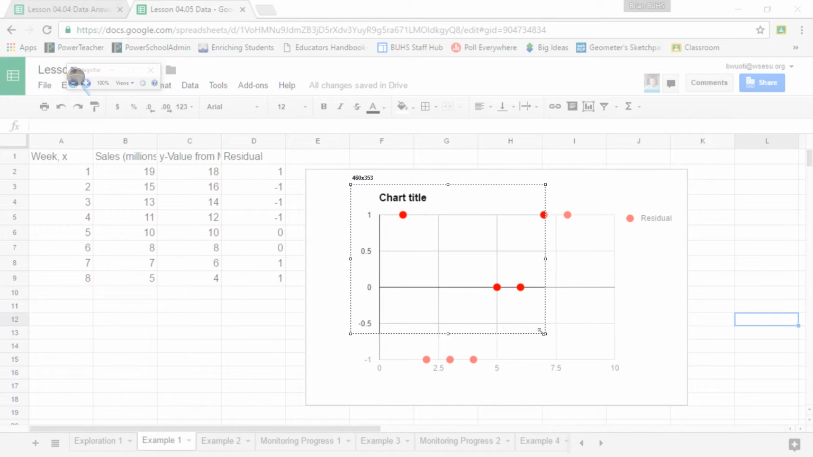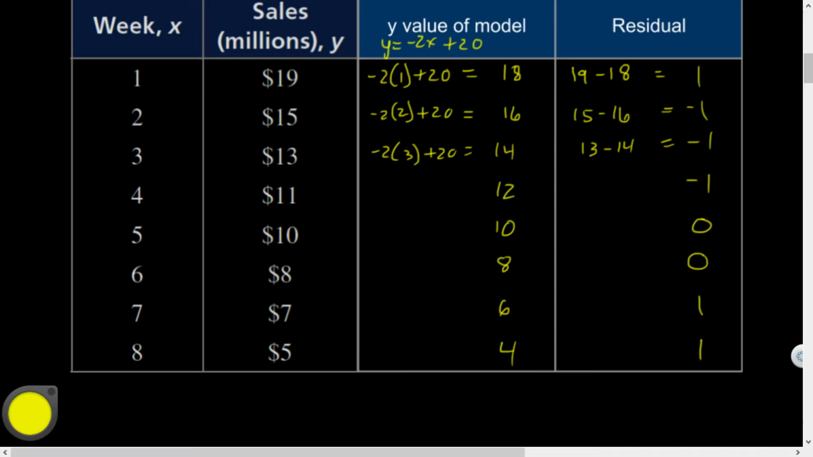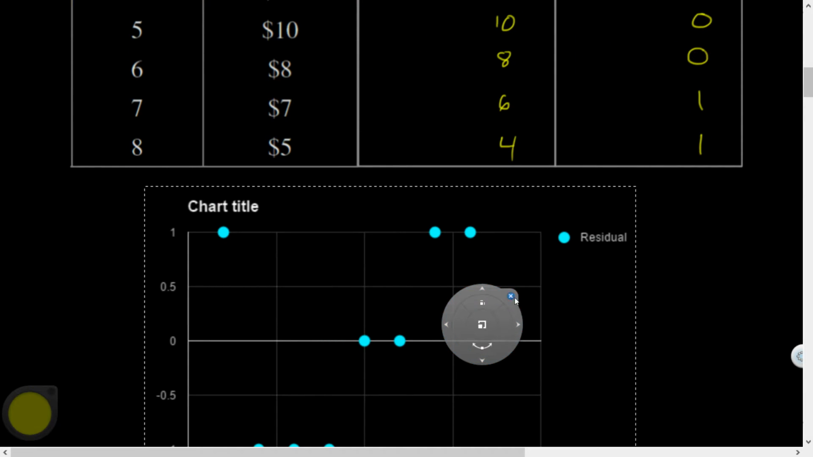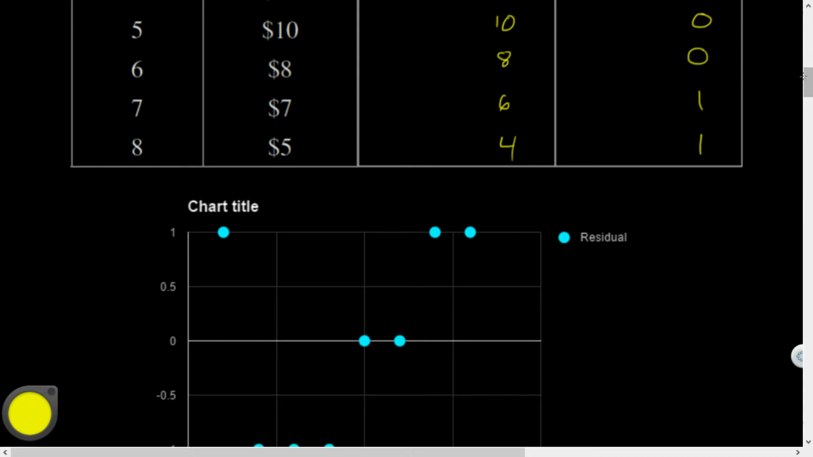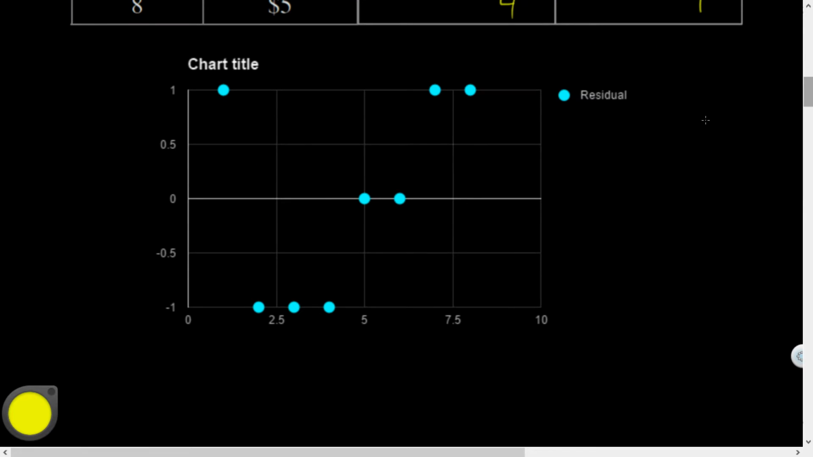Excellent. I could have given it a chart title, but I didn't. So I'm just going to copy and paste that. It's actually possible to make a graph of the residuals. These are the differences between the actual value and the predicted value, and that's what my graph looks like.